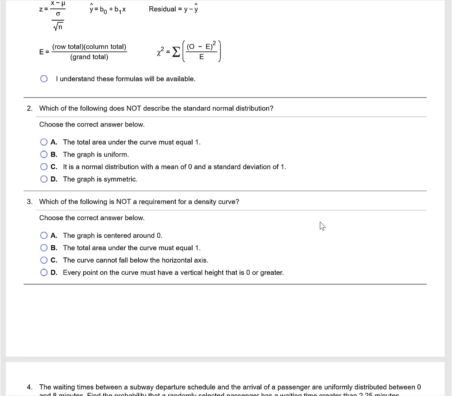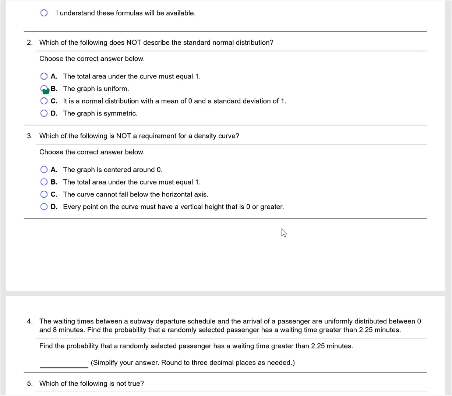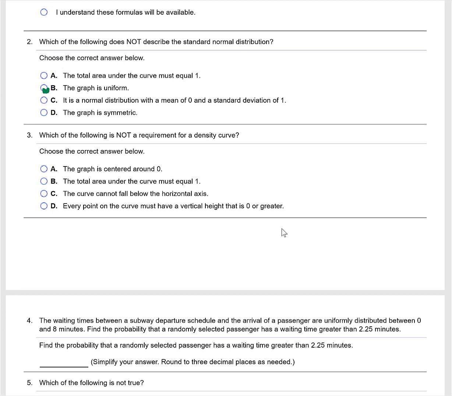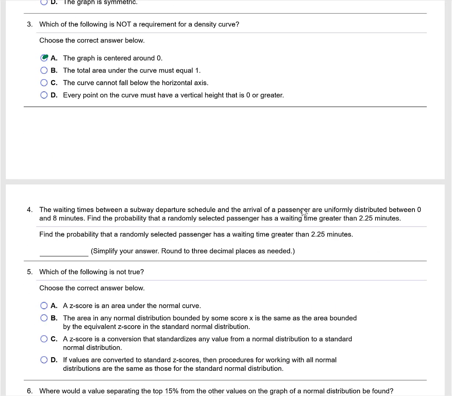Which of the following does not describe the standard normal distribution? The total area under the curve must equal 1. The graph is uniform. This does not describe the standard normal. Which of the following is not a requirement for a density curve? Which one of these is not a requirement? For a density curve, that it's centered about 0. That is not a requirement. The others are a requirement.